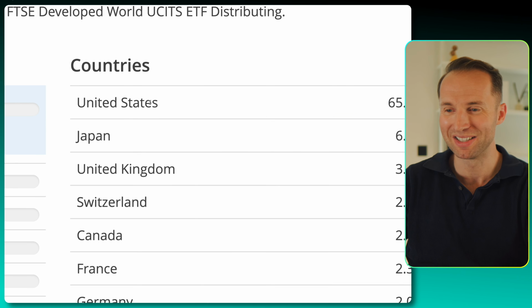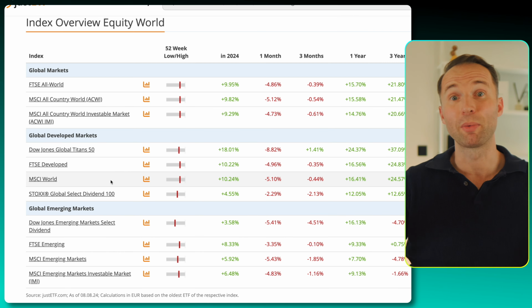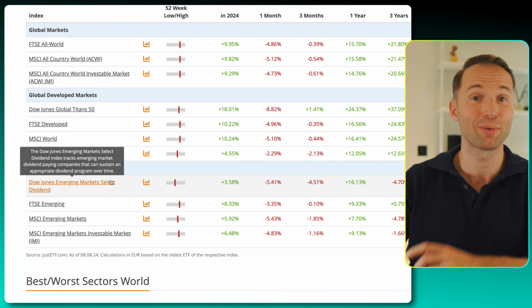even though recently we have seen Japan suffering quite a bit, but of course long term Japan has done rather well. But with this, let's go into the emerging markets. So that's obviously the opposite.